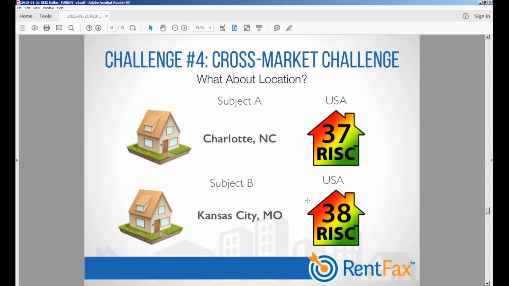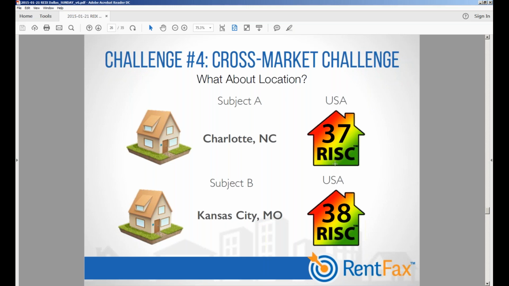Well, number one, I want to highlight something, that when you use RentFax, we will provide 2 scores to you. The first score is based on the metropolitan area, and the second score is based on the USA. So the difference between the 2 scores is, the first score is we're comparing your property against all the properties within the city you're looking at. So if we're looking at Kansas City, we're comparing one property against all the properties in Kansas City.